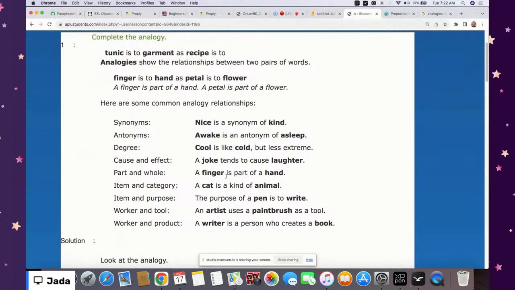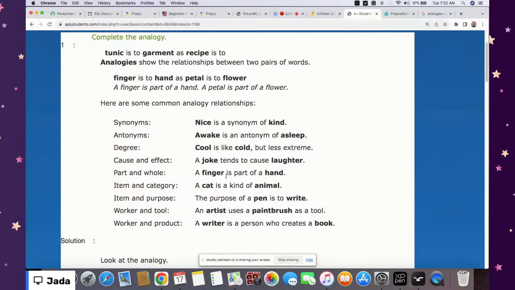Worker, cook uses pot. Okay, a cook as in a chef. So we can say a chef is to pot. Actually, I'm asking for analogies, right?